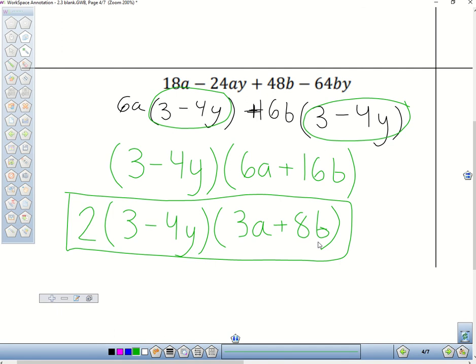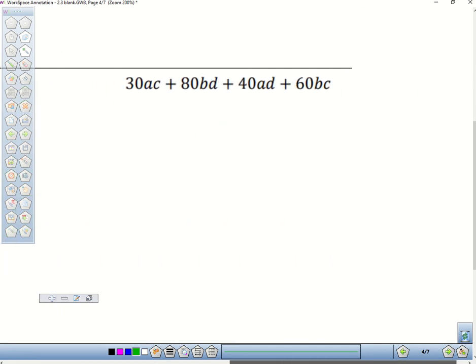Alright, you guys ready to try the next one? Alright, let's try this one. So this one is a little bit more complicated.